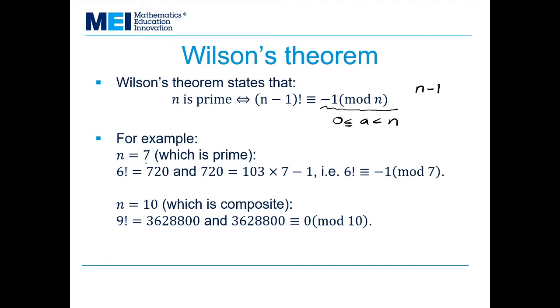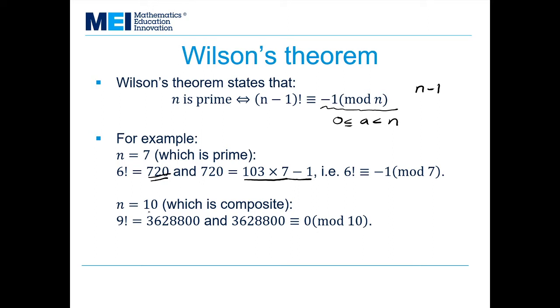Take n equals 7. 7 is prime. If I work out 6 factorial, I get 720. And 720 is 103 multiplied by 7, minus 1. So that is, 6 factorial is 1 less than a multiple of 7. 6 factorial is congruent to negative 1 mod 7, which satisfies what we have here. If n is prime, (n minus 1) factorial is congruent to negative 1 mod n.